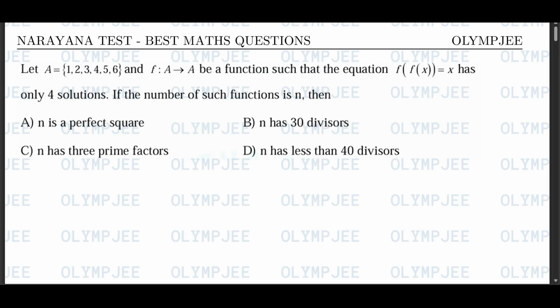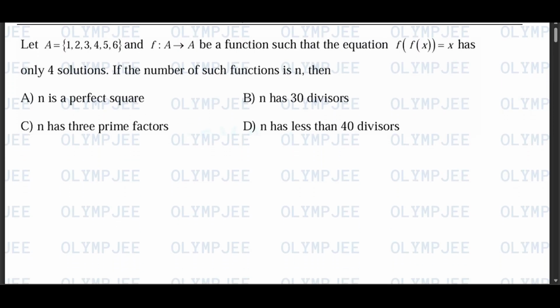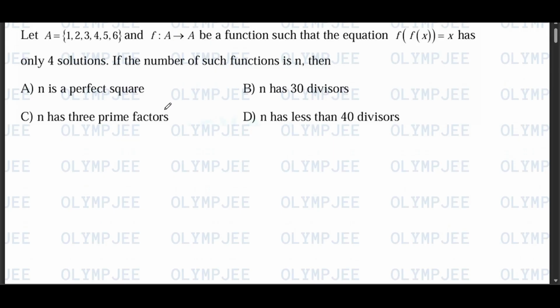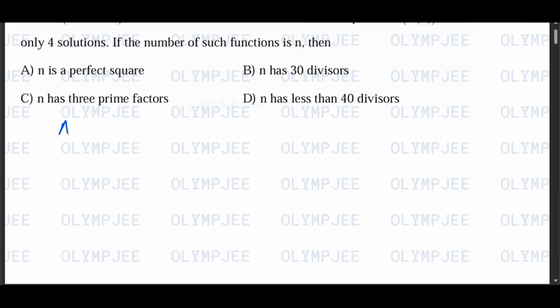So first question is, let A be a set which contains 1, 2, 3, 4, 5, 6, and f is a function from A to A such that the equation f of x is equal to x has only 4 solutions. If the number of such functions is n, then okay, so we are given that A is a set which contains 1, 2, 3, 4, 5, 6, and we have to map from A to A.